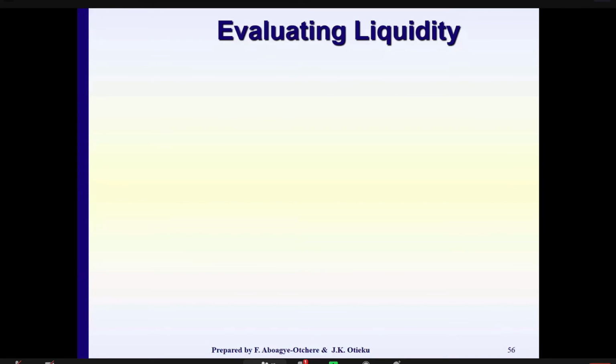Prof, we've got to analyzing the financial statement. Yes. Look at the vertical and horizontal.